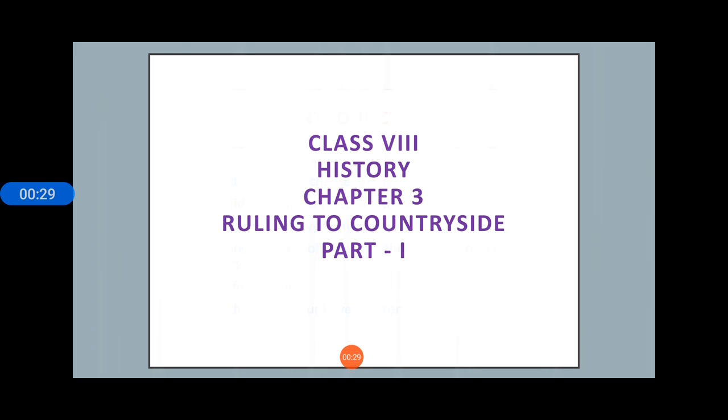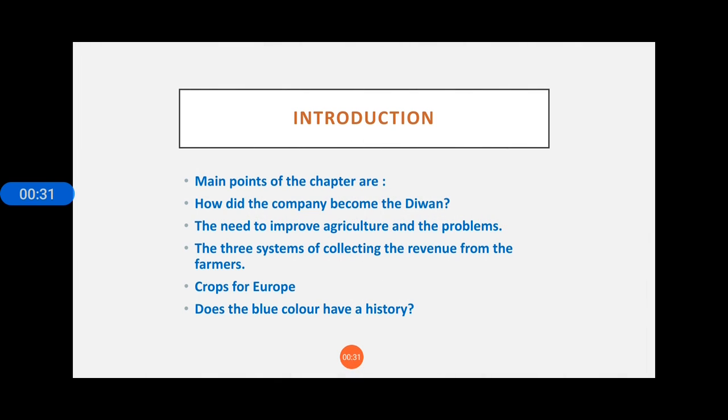Let me give you the basic introduction of this chapter, students. Let us have a look at the main points. First of all, we are going to look at how the Company became the Diwan. We will also understand the meaning of Diwan, which we already covered in chapter number 2. Then, why there was a great need to improve agriculture and what problems were faced by our Indian peasants, farmers, and also zamindars.